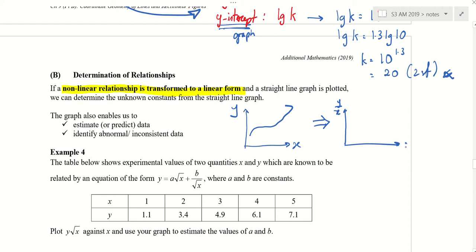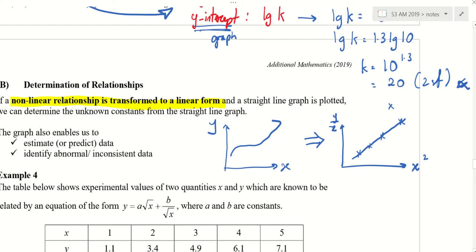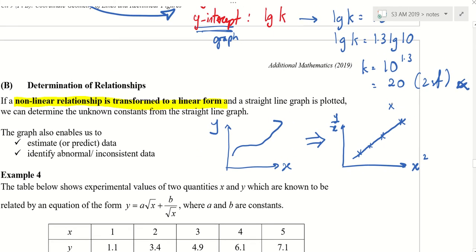Now, once you transform it into a straight line, you will see something like that. Crosses, crosses, crosses. So once you see a cross like that, what it means is that this is an experimental error. So this is the purpose of linear law.